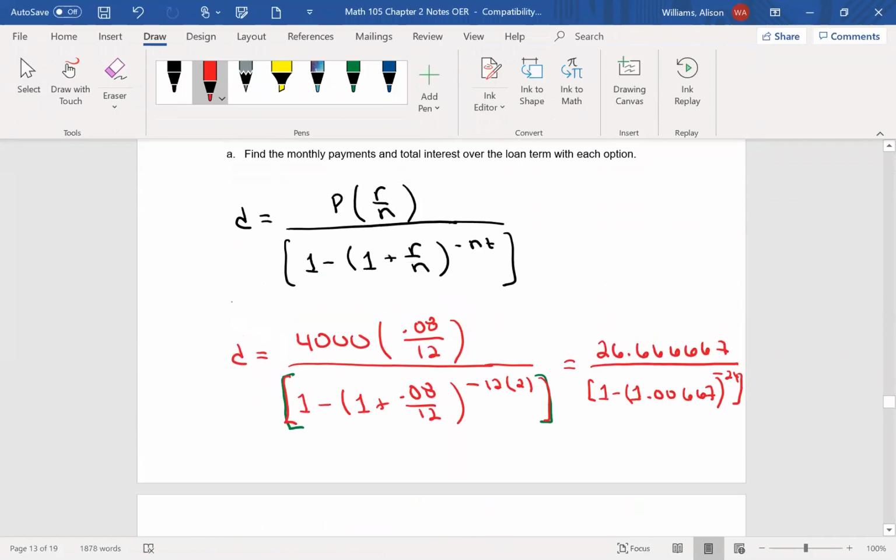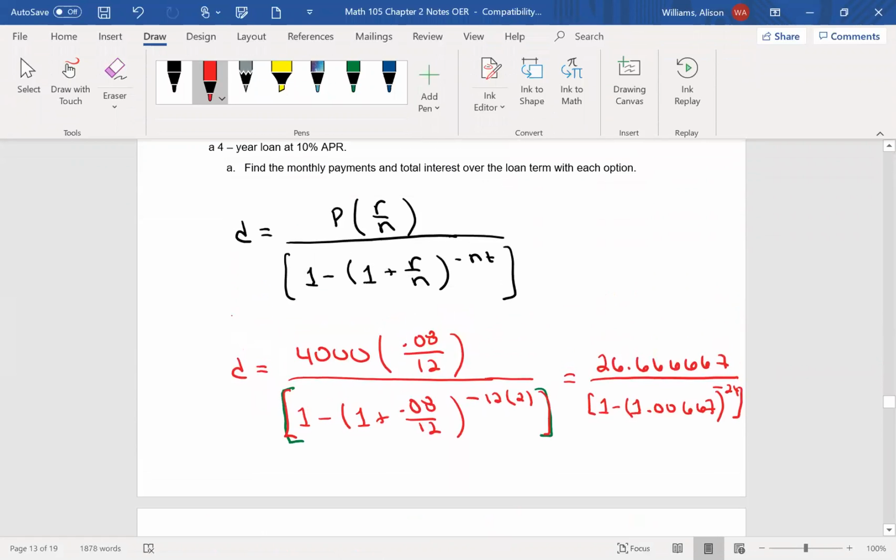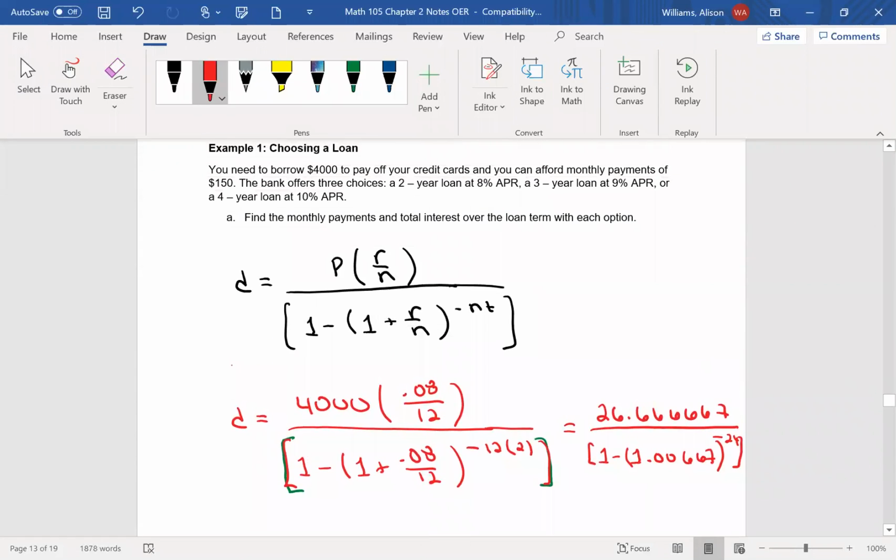And I'm going to go ahead and scroll back up here, and I'm going to change this then. For the 3-year, it's a 9%. So I'm going to change that to 9%. And instead of it being for 2, 3. Okay, so let me go ahead and erase this, and we'll start it again.